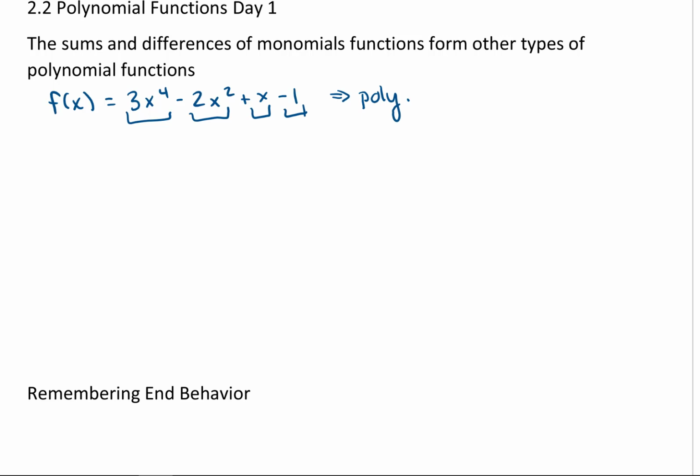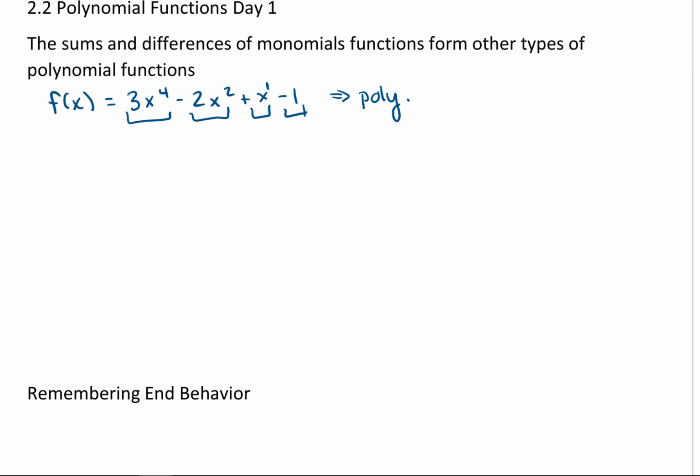Notice that we always set them up in decreasing exponents. So the 4 is furthest to the left. We don't have an exponent of 3, and that's okay. It skips to 2, and then 1, and then a constant. That is standard form for a polynomial, from increasing on the far left to decreasing on the far right, when we're talking about our exponents.